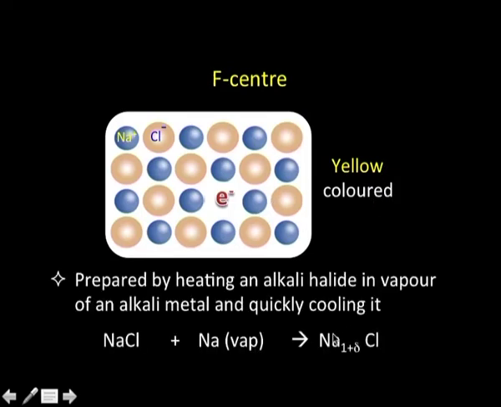And how do we prepare such a sample? We take an alkali halide, say sodium chloride, and heat it in the vapors of an alkali metal, in this case sodium vapor. When we do this, we get a new compound having the formulation Na 1 plus delta, where delta means a very small number. That means the ratio of sodium ion to chloride ion is not 1:1, it is slightly more than 1 sodium ion per chloride ion. So this becomes a kind of non-stoichiometric effect.